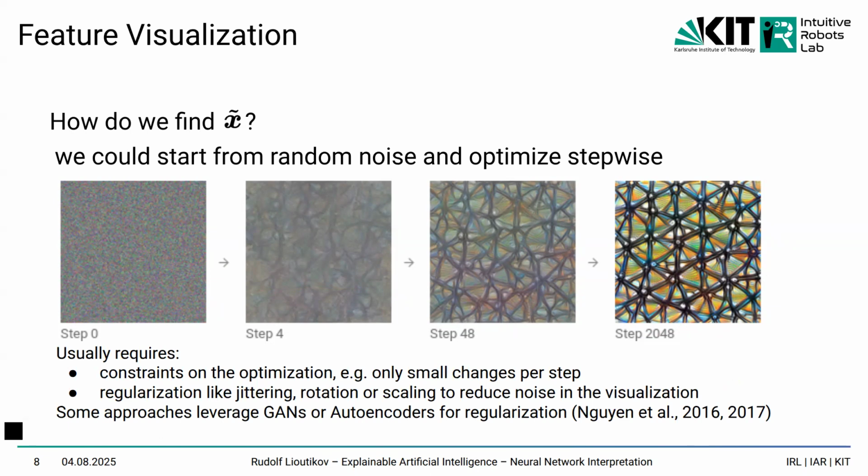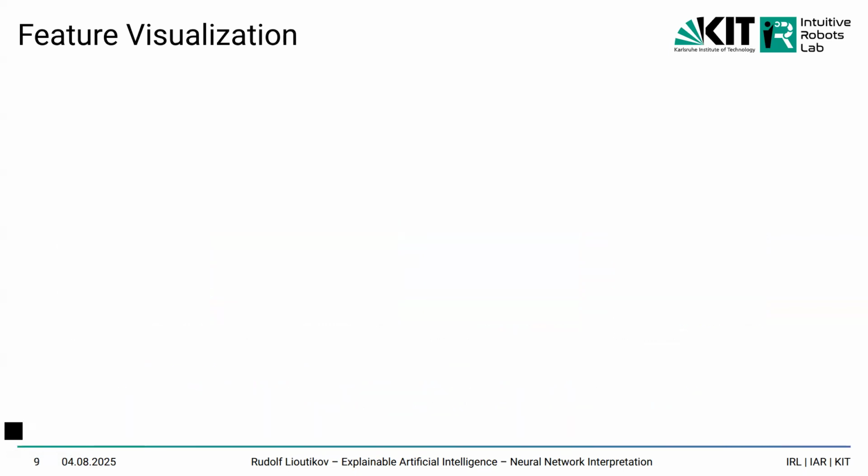This usually requires some kind of constrained optimization. So only small changes per step, no sudden steps, and other regularizations to make it robust against jittering and rotation and so on. Some projects even leverage GANs and autoencoders, namely, one example would be Nguyen in his 2006 or then 2016, 2017 papers.